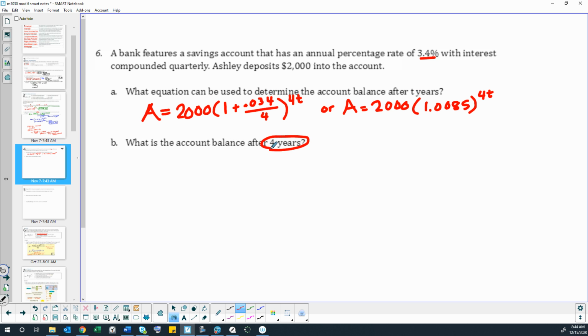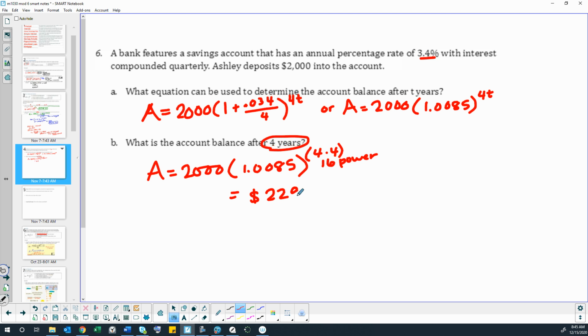Now we can use that formula to solve for 4 years simply by plugging in a 4 for t. So the value of the account will be 2,000 times 1.0085 to the 16th power, right? So 4 times 4 power, 16th power. I don't know why I wrote that way, but I did. Okay, so try that in your calculator. I don't know if any of you already did it. My calculator says that this would be $22.90 and 5 cents.